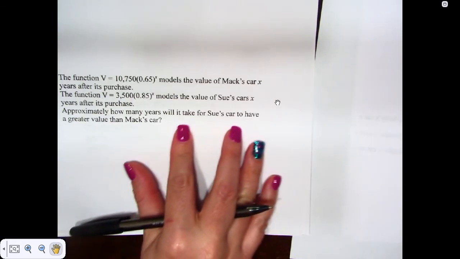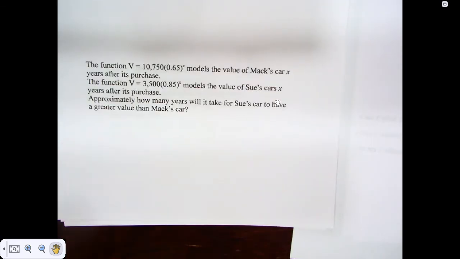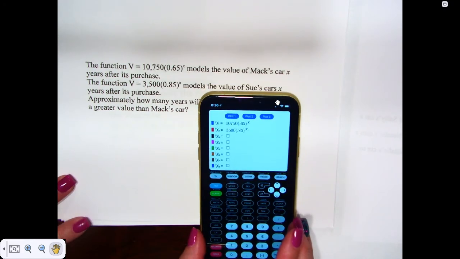All right, same process here. So I'm going to go to y equals and I'm going to type them in. 10,750 times 0.65 to the x. Okay, so again, I have them both typed into my y equals screen.